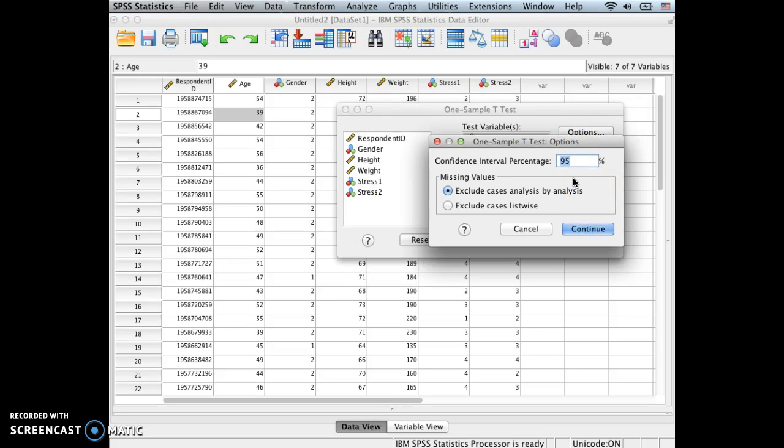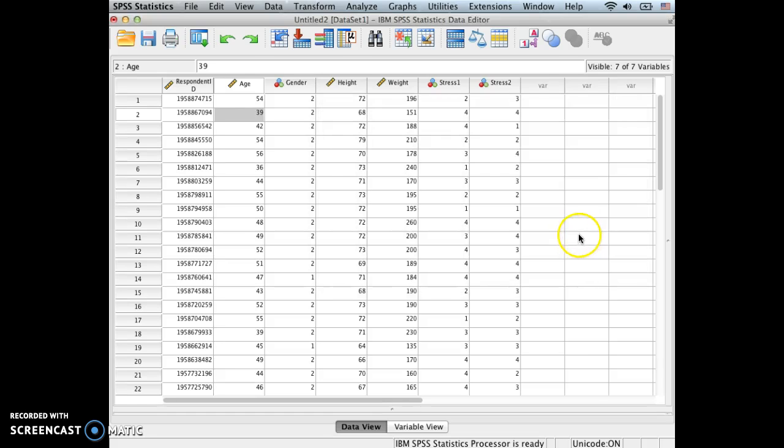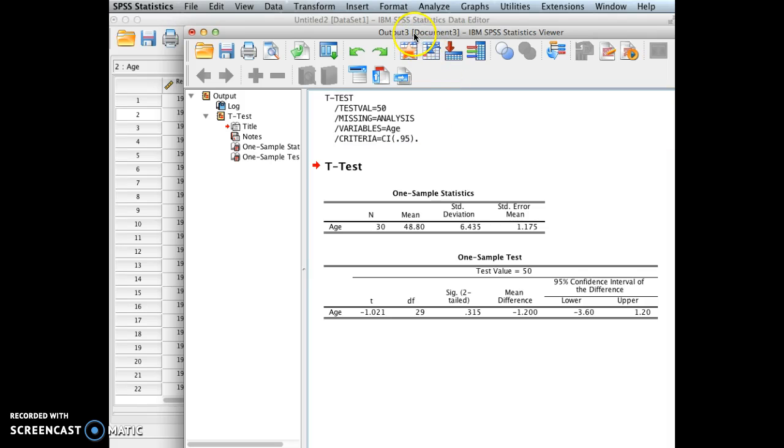The default looks good. I want the confidence interval at the 95% level. If you want to change the level, you certainly can. For now, I just use the default, Continue, and OK. And here is the output.